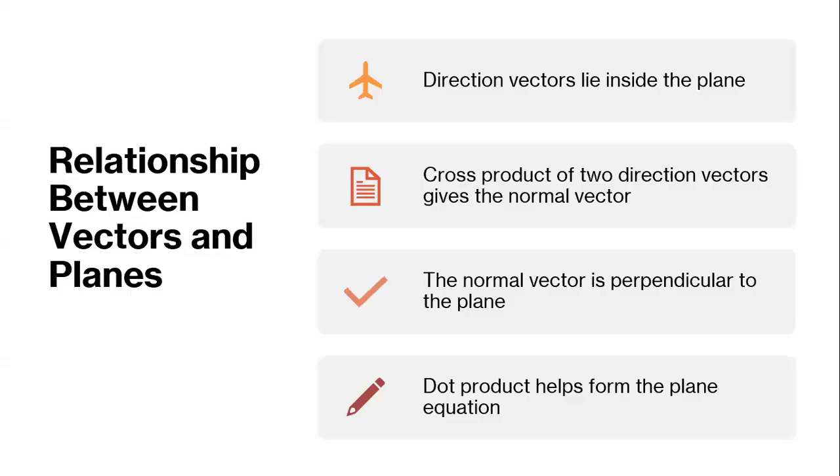So you heard me speaking about vectors and planes. This is the relationship between vectors and planes. Direction vectors lie inside the plane. The cross product of two direction vectors gives the normal vector. The normal vector is perpendicular to the plane. The dot product helps form the plane equation. Now, Ms. Jaya is going to take you into the cross product and dot product so you will better understand what we're talking about.